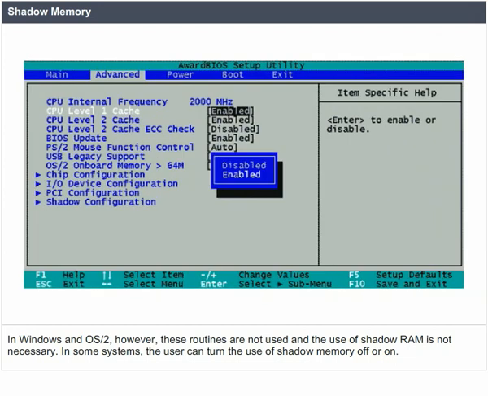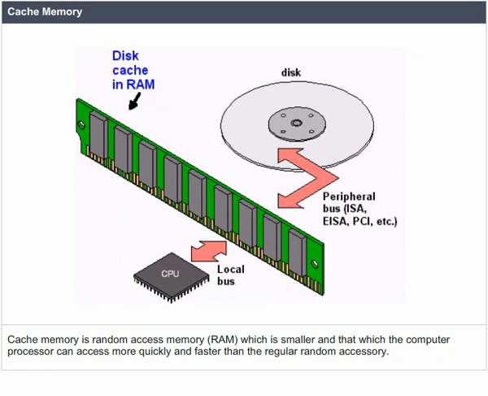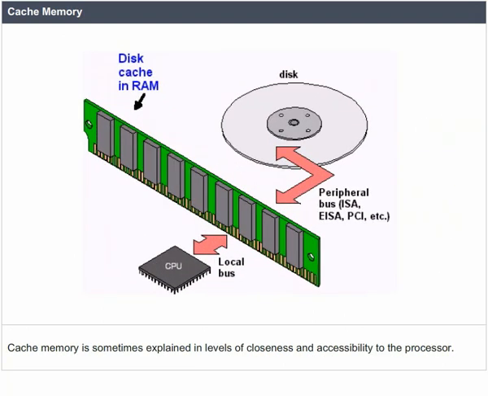Cache memory. A CPU cache is a cache used by the central processing unit of a computer to cut the average time to access memory. Cache memory is random access memory, RAM, which is smaller and which the computer processor can access more quickly and faster than the regular random access memory. As a processor processes data, it looks first in the cache memory, and if it finds the data there, which was captured from a previous reading of data, it does not have to do the more time-consuming reading of data from larger memory. Cache memory is sometimes explained in levels of closeness and accessibility to the processor.